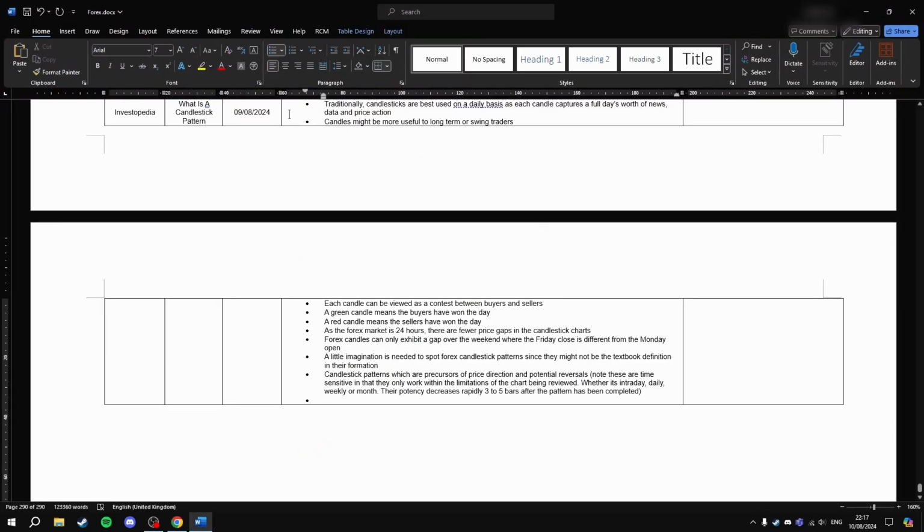So doji and spinning top. Dojis in plural is called doji as well.